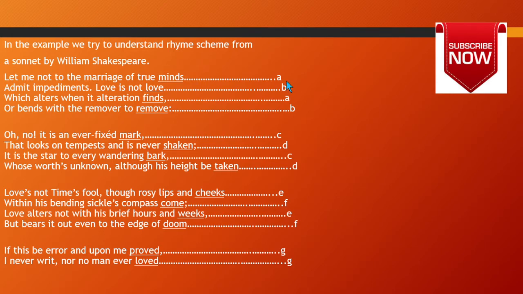So here we have this minds, finds, so A, and love, and now this remove is somehow differently pronounced when it comes to our present day English. So love, and it should be something like remove. But in that sense we can say that these are marked with the same letter. And then we have mark and bark, so they are cc, and then shaken and taken dt. So this is how the English sonnet would be organized in majority cases.